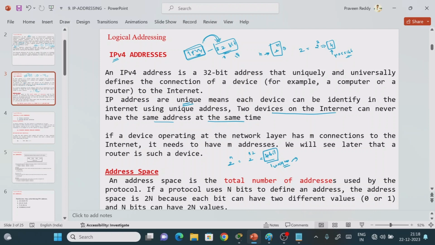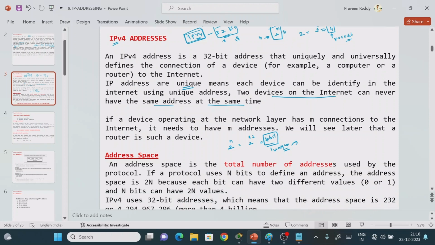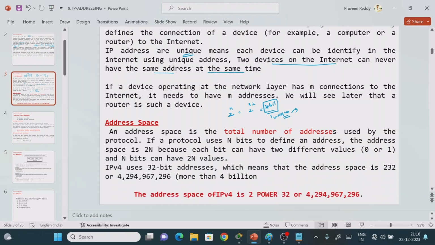So address space means the total number of addresses that we can get for IPv4, right? Now the address space of IPv4 is 2 power 32. This is the count of unique IP addresses we will be getting, right?